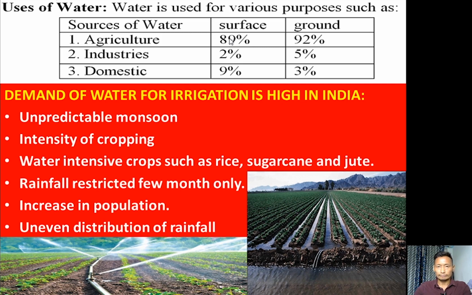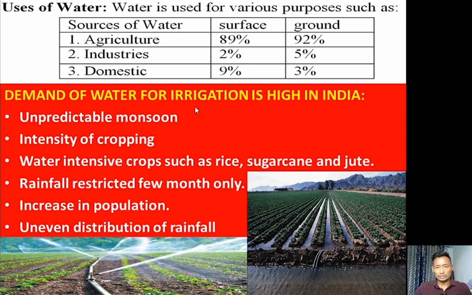We already discussed sources of surface water such as lakes, ponds, and tanks, and underground water. So we are taking this surface water and underground water with the help of irrigation to the agricultural lands in India. So in India, the demand of water, both underground and surface water, is very high in irrigation in agriculture.